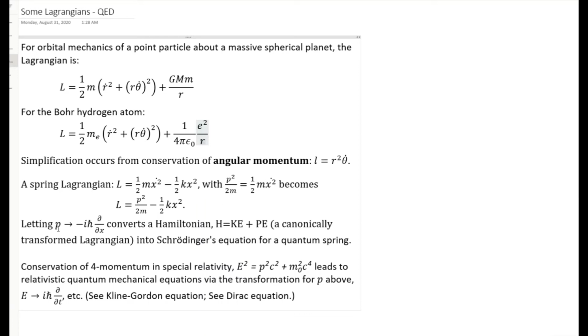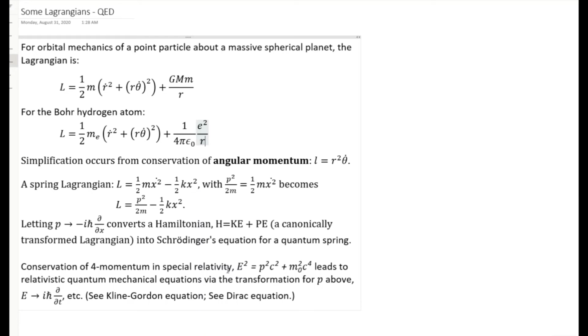Because we are now one step away from quantum physics. It was learned that I could replace p by minus i h bar d/dx in one dimension. We are dealing here with just the x direction. And that would convert, and instead of doing the Lagrangian, we do a transformation in which we deal with the kinetic energy plus the potential energy. It's a canonical transformation. And this now leads us, this plus this transformation leads us to the Schrodinger equation for a quantum spring, the solutions of which would be quantized energy levels.